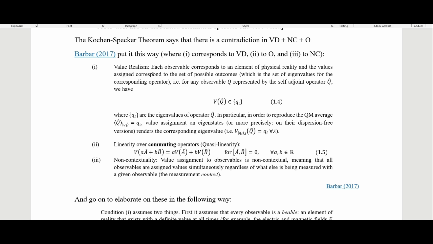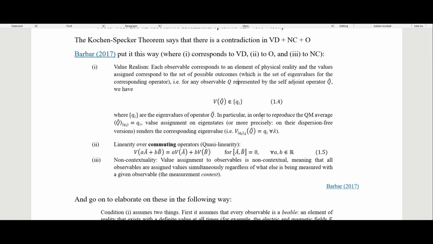So, value realism: each observable corresponds to an element of physical reality, and the values assigned correspond to the set of possible outcomes, which is the set of eigenvalues for the corresponding operator. In other words, for any observable Q represented by the self-adjoint operator Q hat, we have that V, a function that takes the operator to its eigenvalues, takes our operator to some element of this set, where this set is the set of all the eigenvalues of the operator Q hat.